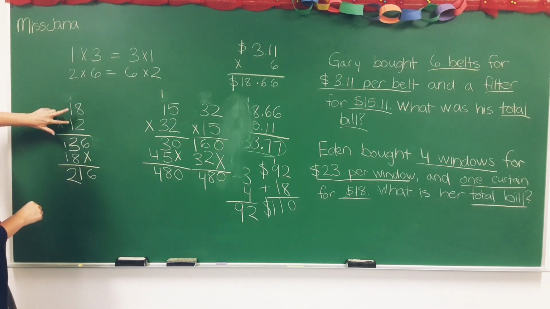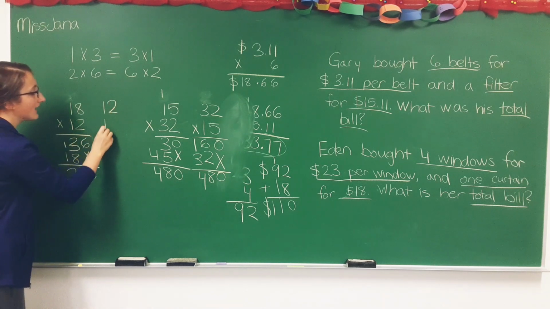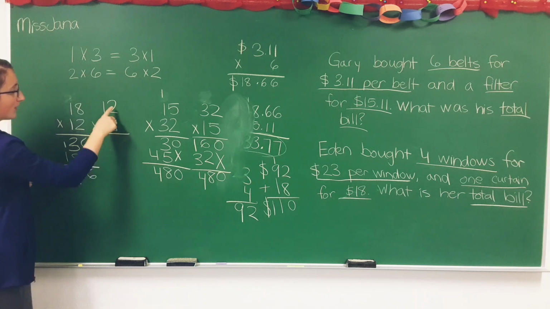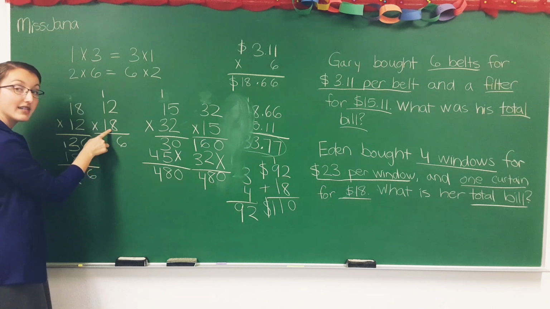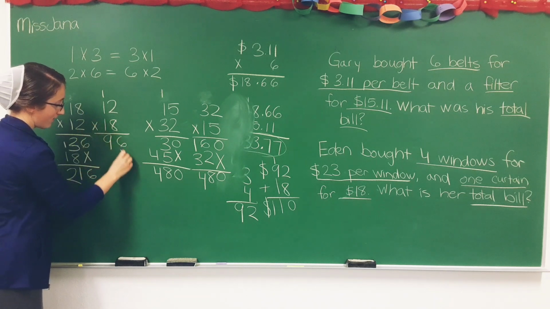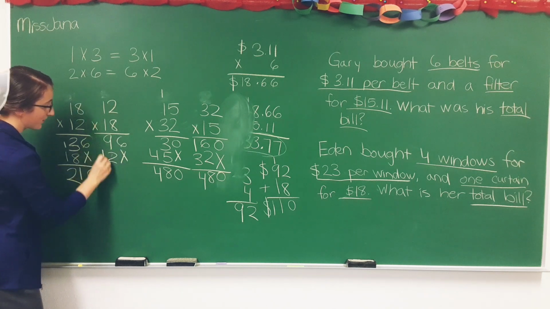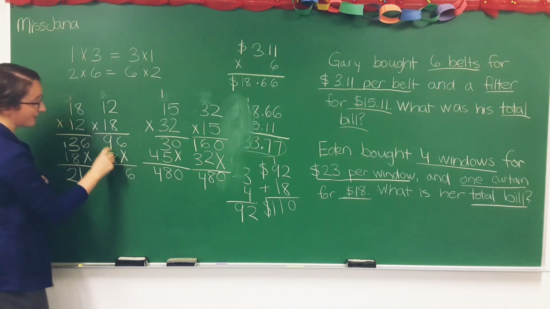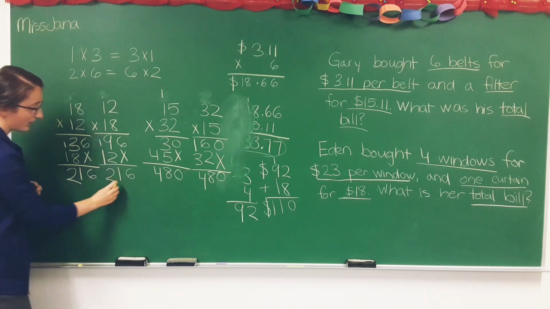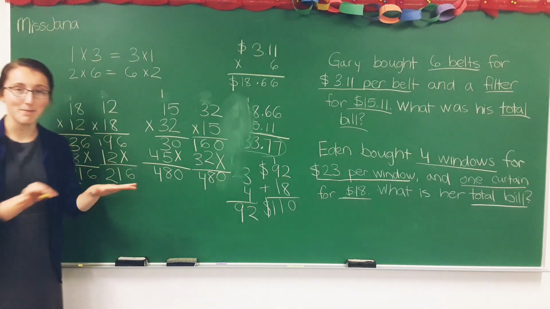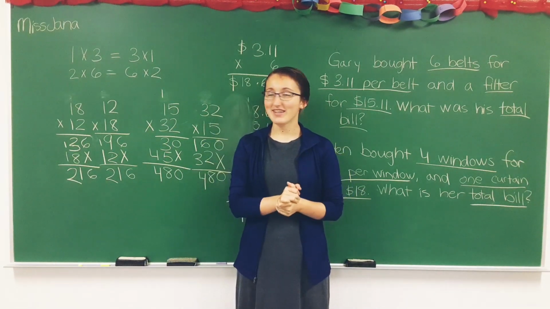So we need to switch the multipliers around. So we're going to put 12, and then 18, and then times them. So 2 times 8 is 16. 1 times 8 is 8. 8 plus 1 is 9. X down here. 2 times 1 is 2. 1 times 1 is 1. So we bring down the 6. 9 plus 2 is 11. 1 plus 1 is 2. And 216 and 216, they match. So those are correct.